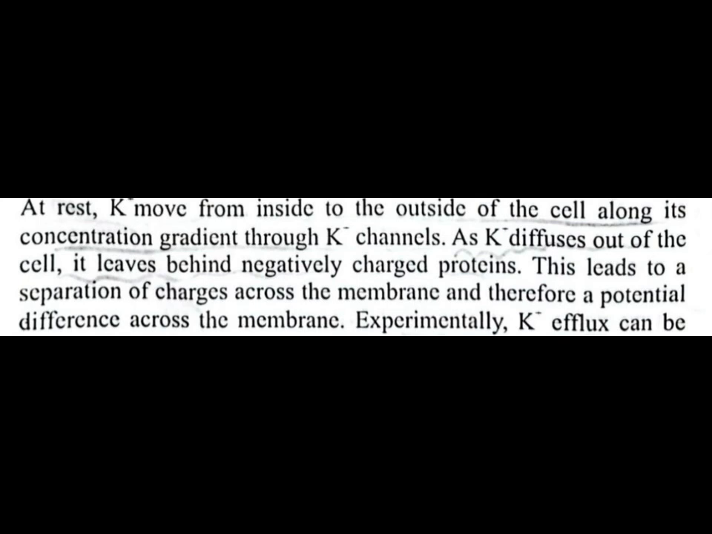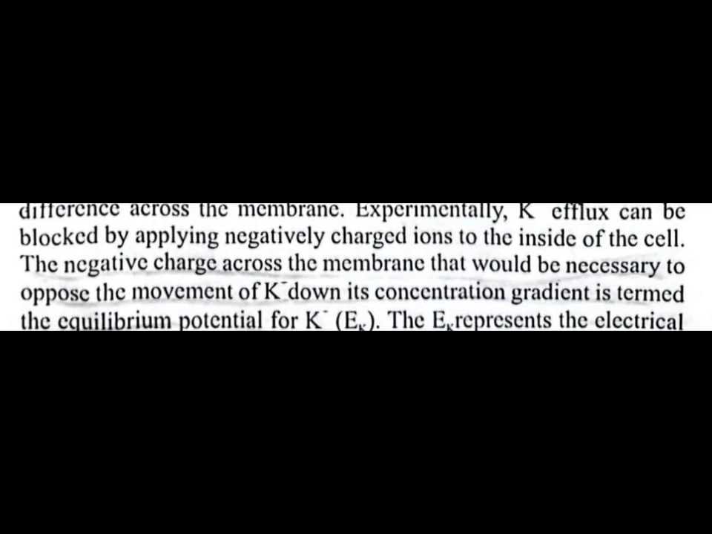So now if I want to look at it experimentally, what happens? Potassium efflux can be blocked by applying what? Negative charge ions to the inside part of the cell. So if I want to block potassium from leaving, what happens? I have to create much more negative ions inside the cell. That was the goal of a resting membrane potential, to create much more negative inside. So if I create much more negative, potassium does not have any reason to leave. Are you getting now? Because at that particular point it is much more balanced.